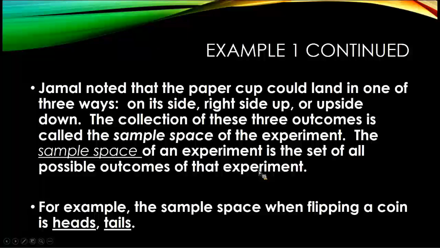So Jamal noted that the paper cup could land in one of 3 ways: on its side, right side up, or upside down. The collection of these 3 outcomes is called the sample space of the experiment. So the sample space of an experiment is the set of all possible outcomes of that experiment. So for example, the sample space when flipping a coin is either heads or tails. There's no other possible outcome when we're flipping a coin.